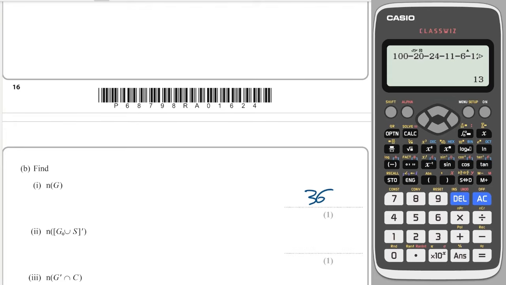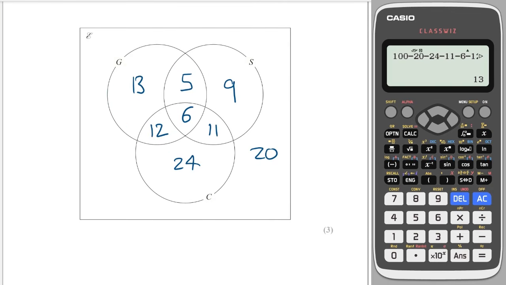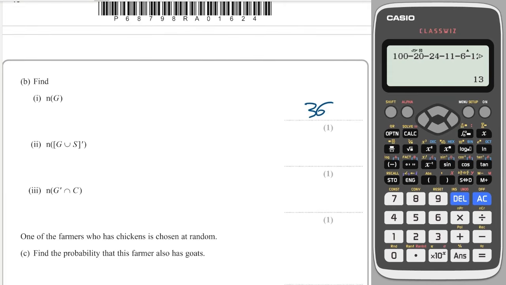We want goats and sheep not. Okay, so let's first, goats union sheep are all of the farmers who have goats or sheep or both. So that is G union S. And we want not that. So therefore we need everyone outside of the yellow rings. So that's 20 plus 24, which is 44.